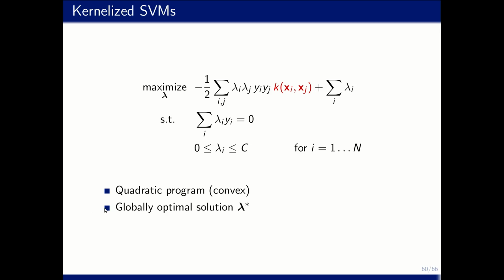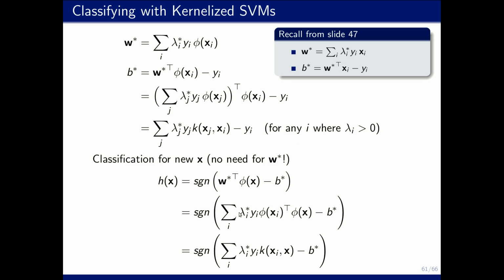But now it's maybe a bit unclear: if we get this global solution lambda star, how do we actually work with this? How do we classify? In order to see this, recall from slide 47, where we discussed the dual formulation of SVMs, that the dual solution, these lambda stars, also gives us a solution in the primal, W star and also B star. This requires some sample xi where the lambda star is larger than 0. So this essentially gives us also the solution in the primal.